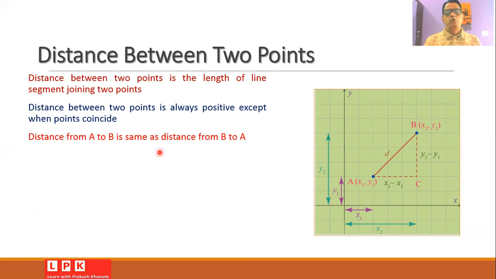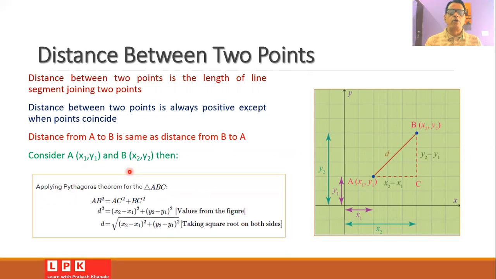Now, whether we measure the distance from A to B, or from B to A, there is no difference as far as the distance is concerned. Both distances are the same. Now, suppose we consider the 2 points A (x1, y1) and B (x2, y2), and then we can find the distance between the 2 points.